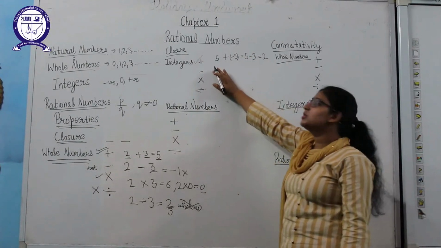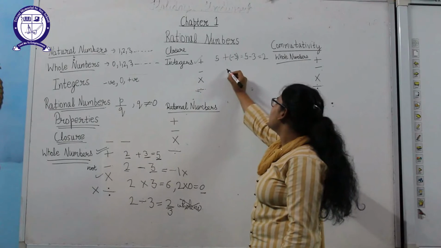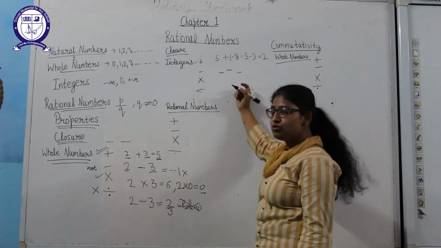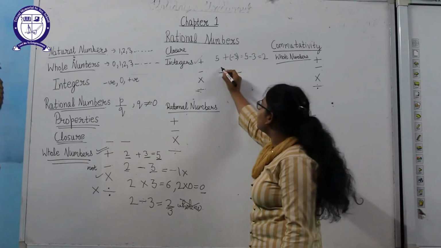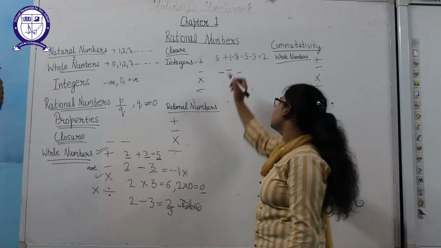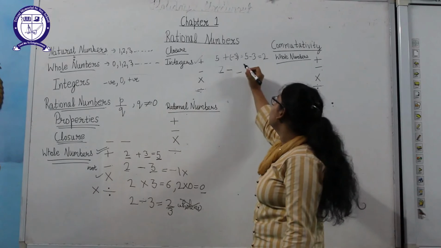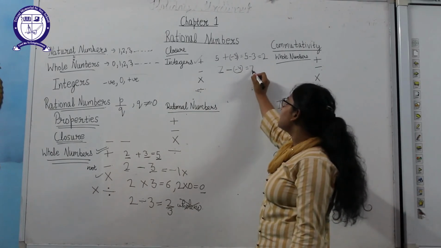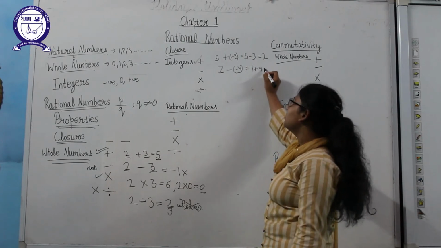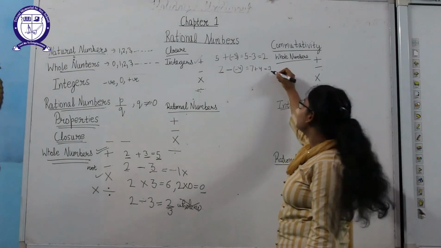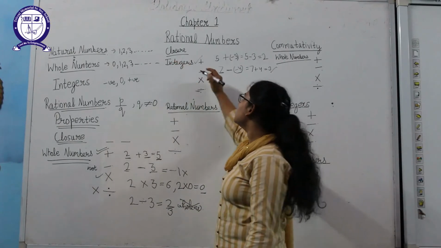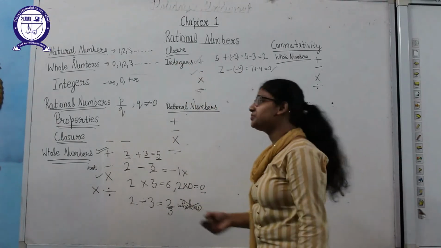Now we will talk about subtraction. Means we have to subtract any of the two integers. Take any two integers. Again we are taking 5, or take any of the other integers. Suppose we are taking 7 and we are taking minus 4. Then what will be the answer? 7 plus 4 equals 11, which is an integer. So we can say that integers are closed under subtraction.